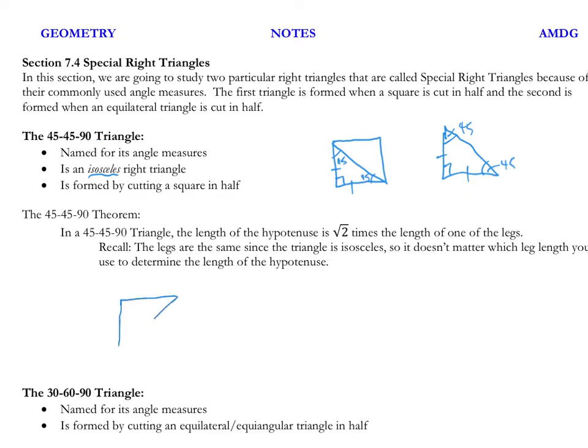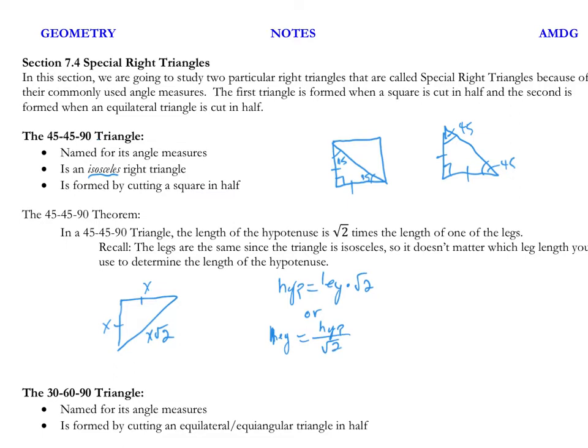So in this case, if this is x and this is x as well, because it's isosceles, this has to be x multiplied by rad 2. Another way that we could say it is that the hypotenuse is equal to the leg times rad 2, or you could say that the leg is equal to the hypotenuse divided by rad 2.